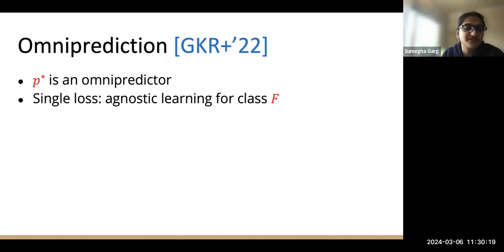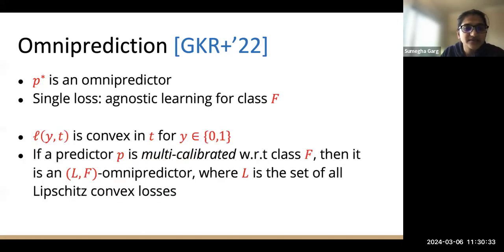So for a single loss, the measure of efficiency is agnostic learning, whether a concept class capital F can be agnostically learnable. And we want to use a similar measure of efficiency. In fact, this paper showed that if you're just looking at convex losses, then if a predictor P is multi-calibrated with respect to class F, then it is also an L, F omnipredictor, where L is the set of all Lipschitz convex losses. Convex losses is basically convex in the action space. Here we don't care about the outcome space, because outcomes just take two values, 0 and 1.